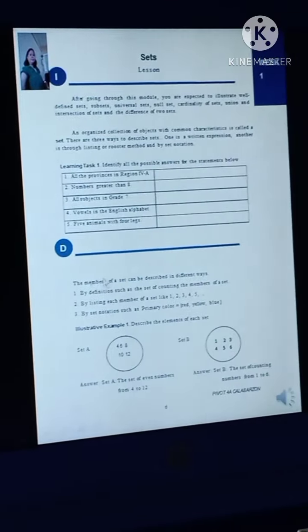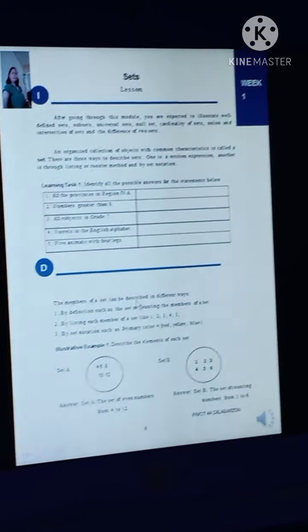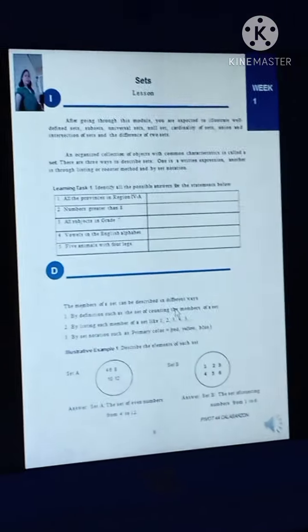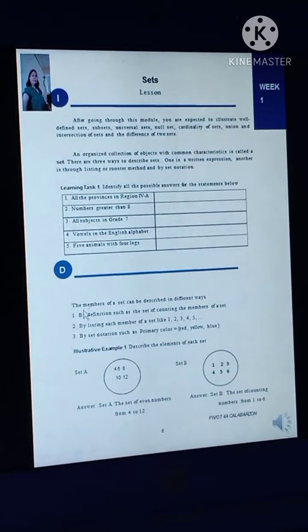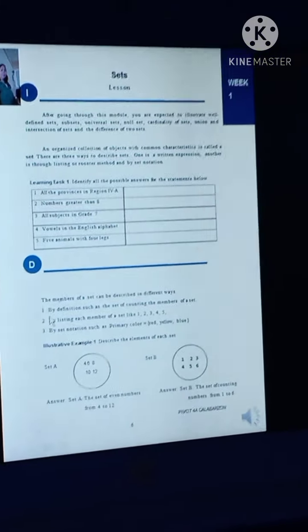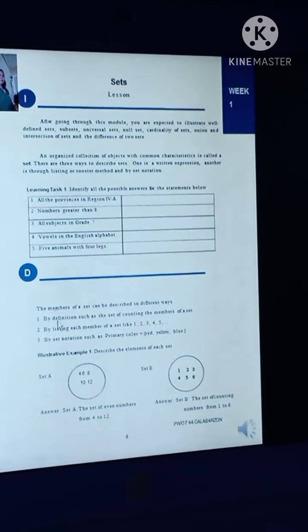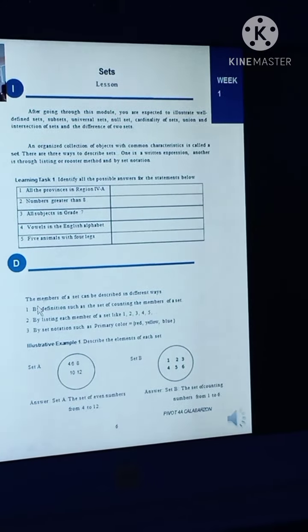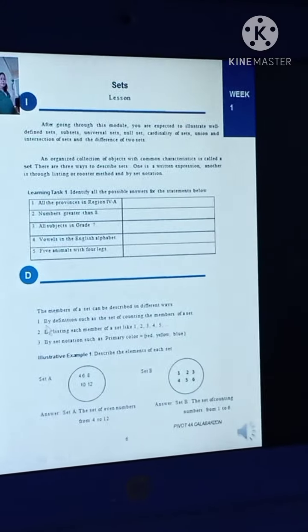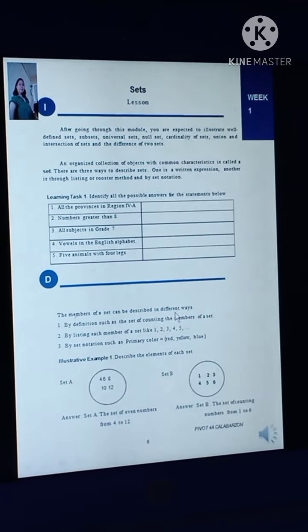Since our Math 7 is colored green, you will also have a notebook which is green in mathematics, or you can use your own notebook as long as it is clean. You don't need to buy one, as long as you have a mathematics notebook where your lecture will be written. Okay, so the members of a set can be described in different ways.